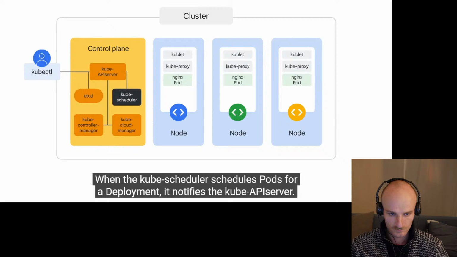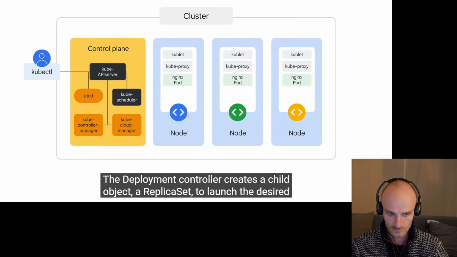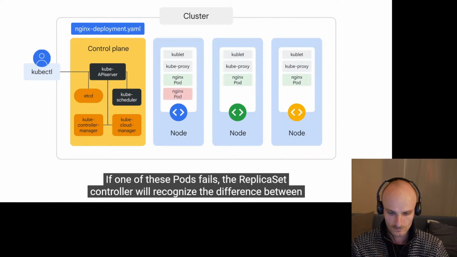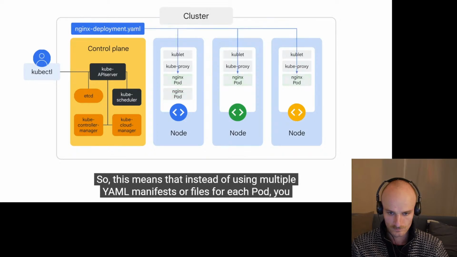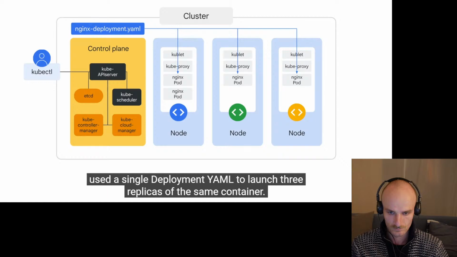When the kube-scheduler schedules pods for a deployment, it notifies the kube-apiserver. The deployment controller creates a child object, a replica set, to launch the desired pods. If one of these pods fails, the replica set controller will recognize the difference between the current state and the desired state, and will try to fix it by launching a new pod. So, this means that instead of using multiple YAML manifests or files for each pod, you used a single deployment YAML to launch 3 replicas of the same container.